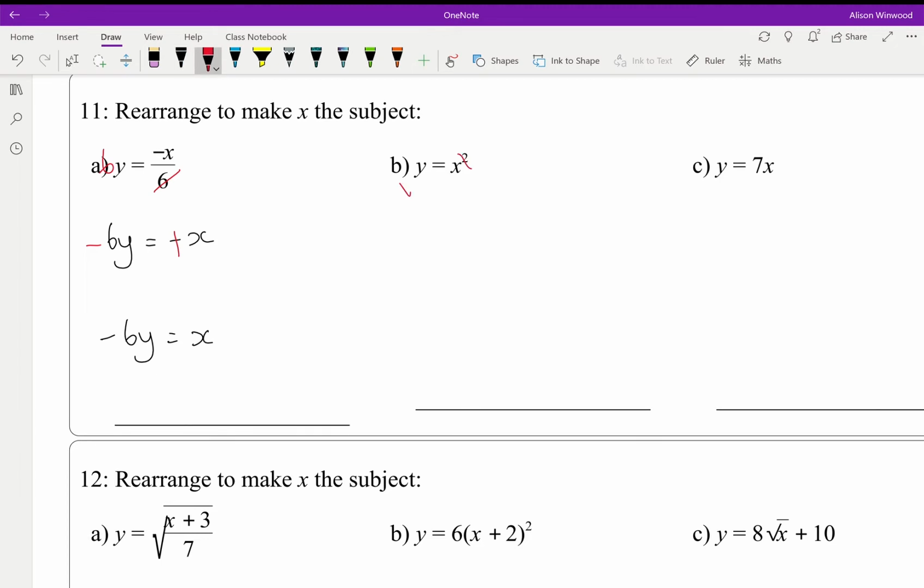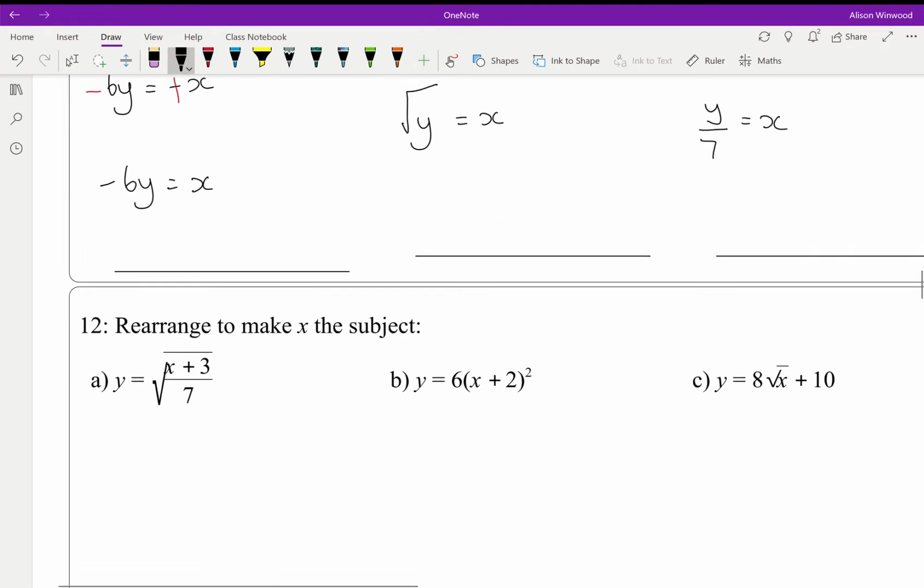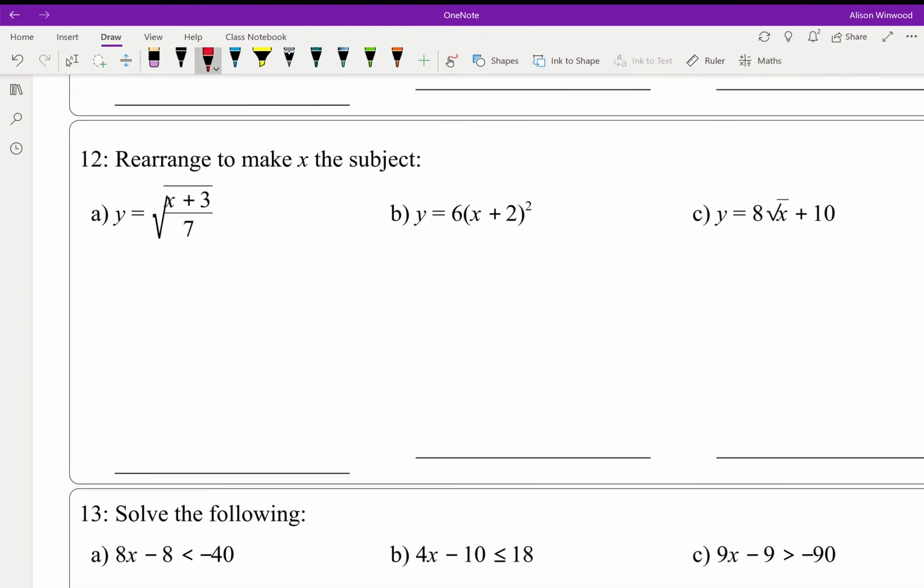Opposite of squaring is square root. Opposite of multiply is divide. Opposite of square root is square. Opposite of divide is multiply. Opposite of add is subtract. So we get to 7y squared subtract 3 equals x.